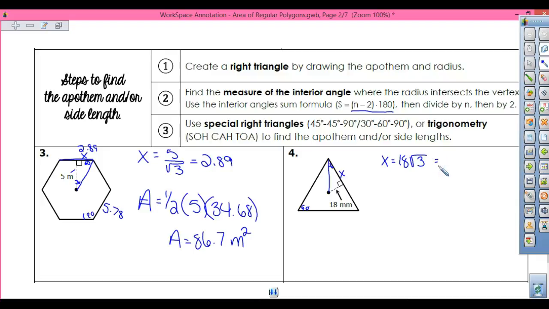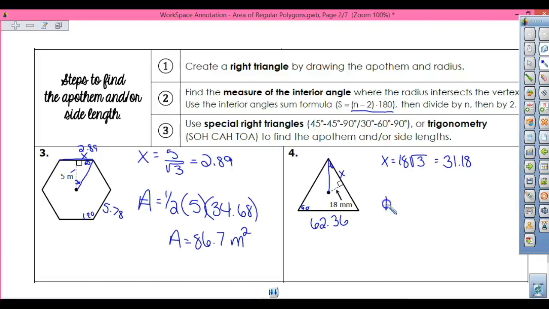Half of my side is 31.18. Got it. So that's half of my side. So what's my whole side? 62.36. Is that right? Is that what you guys got?